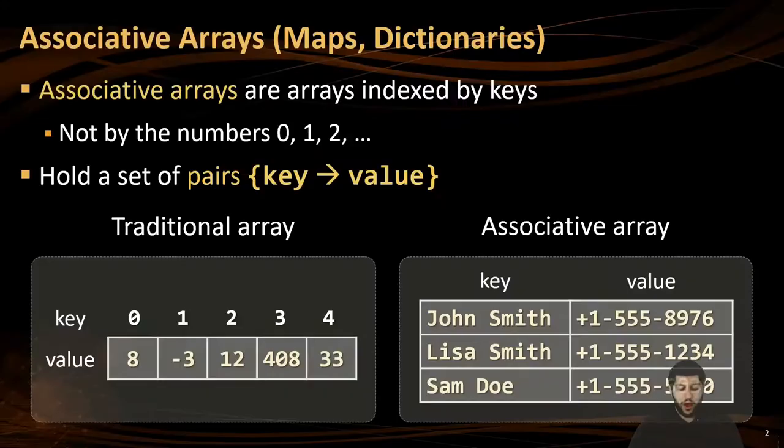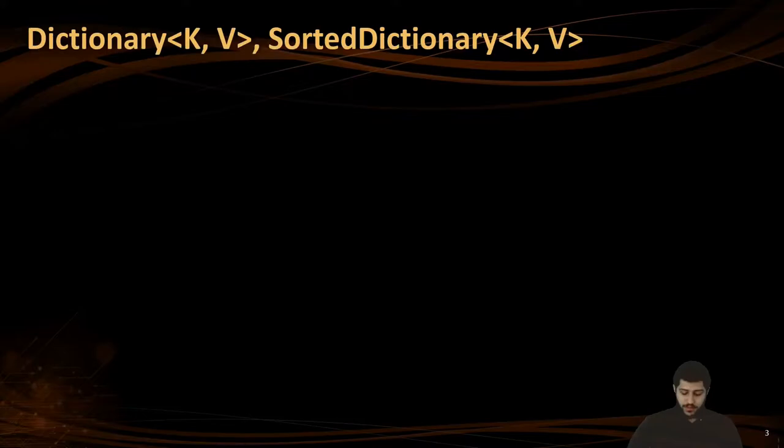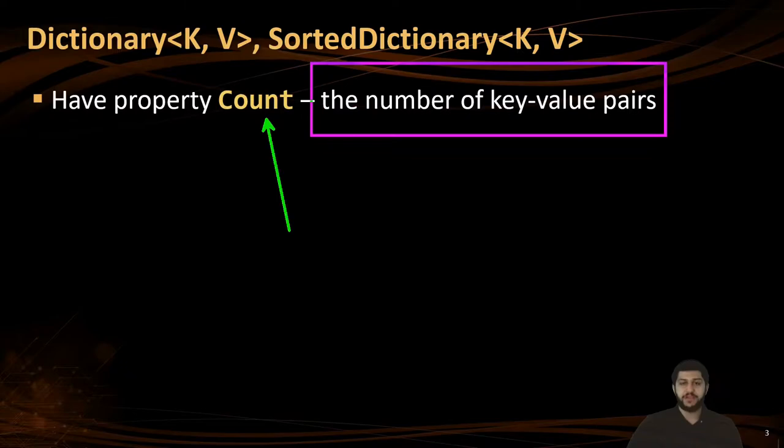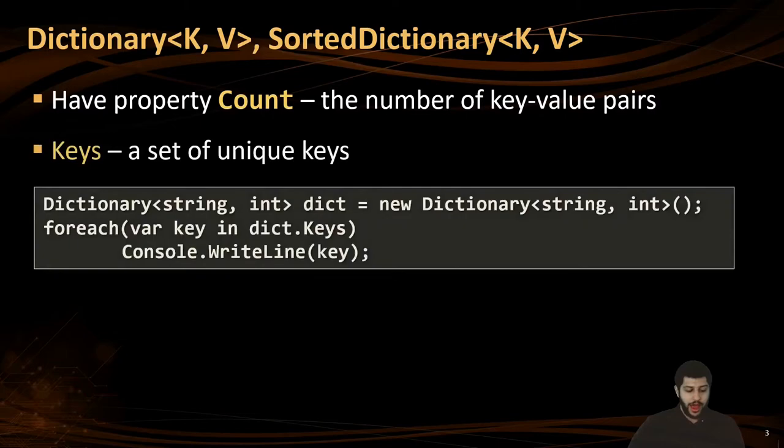Now, one of the main properties of dictionaries, and by the way, you'll see something here called sorted dictionary, which we'll discuss briefly at a later time, is a property called count. This property count is the number of key value pairs stored inside this dictionary. We also have a property called keys, and this property will return a unique set of keys that is stored inside an associative array. We'll see that in a moment.